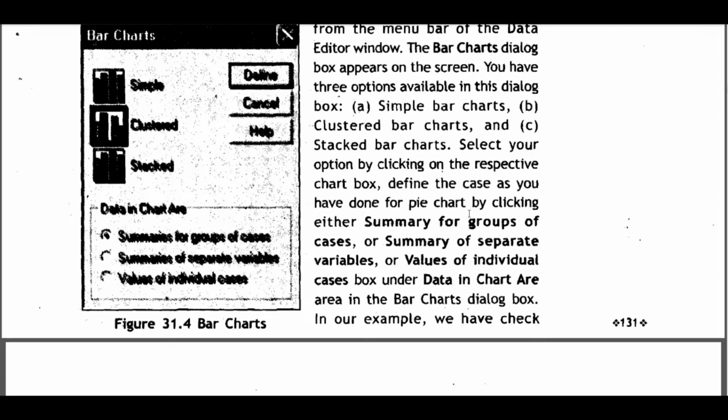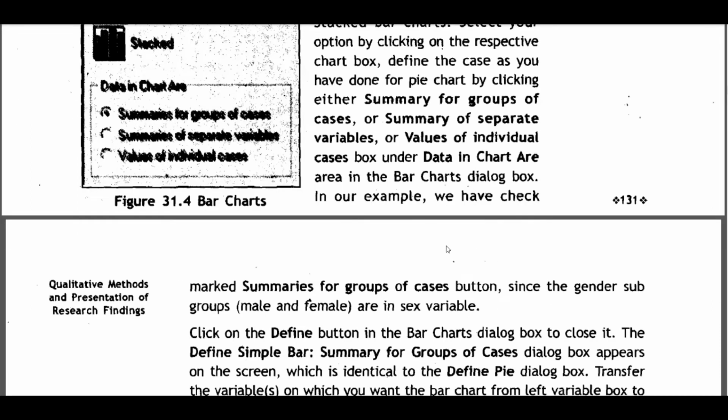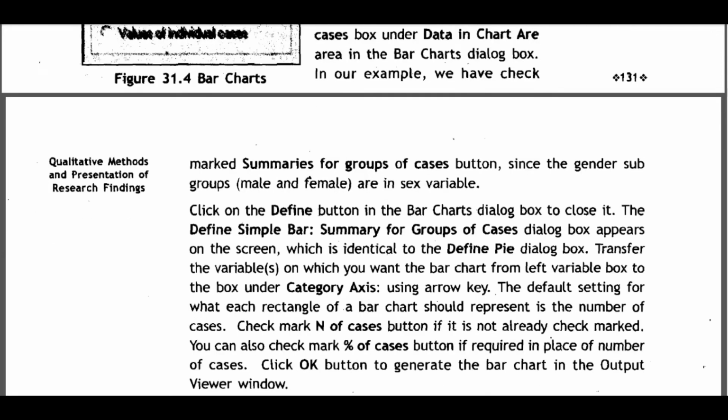Define the cases you have done in the pie chart by clicking either summary of groups of cases, or summary of separate variables, or values of individual cases, in the box under the chart area in the bar chart dialog box. In our example, we have check-marked the summaries of groups of cases button, since the gender subgroups, male or female, are in the sex variable. Click the define button in the bar chart dialog box to close it.